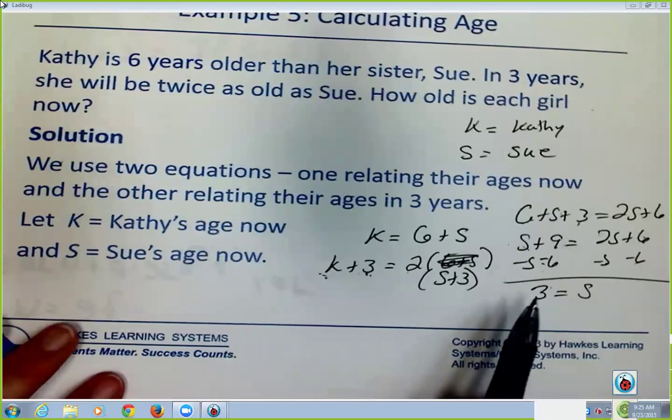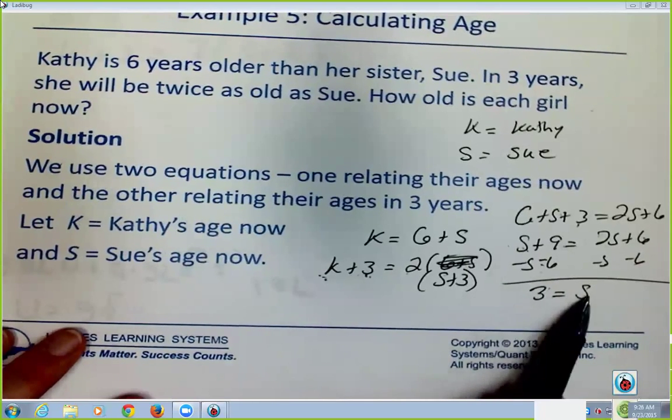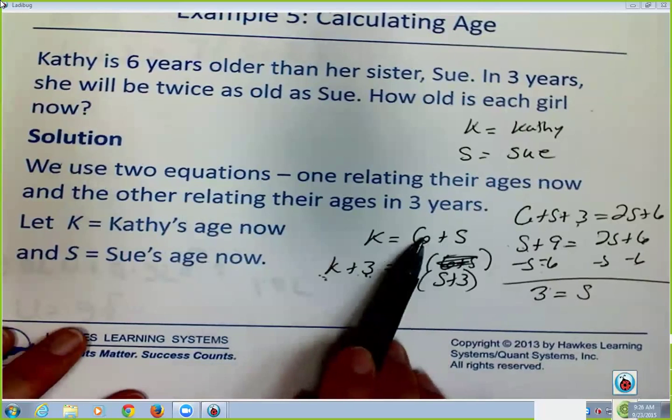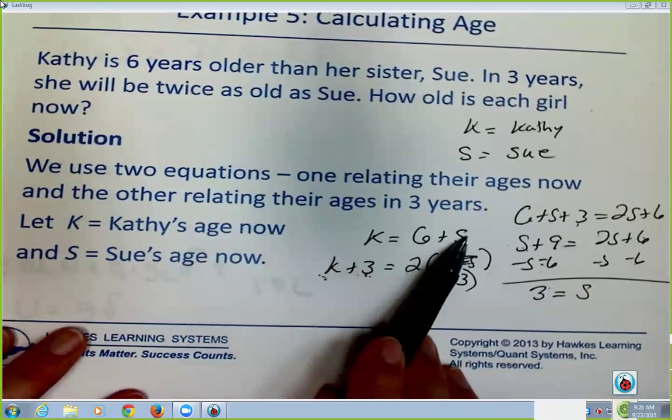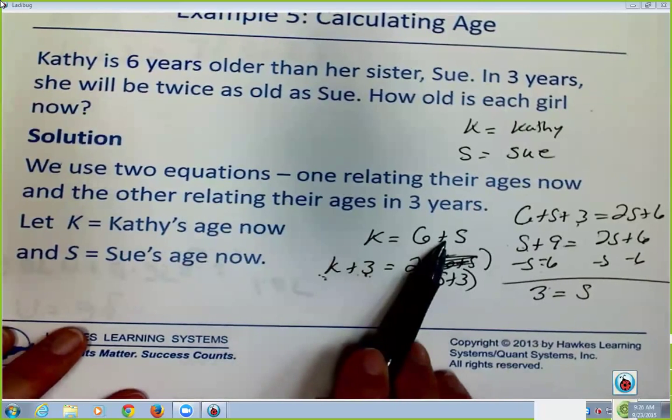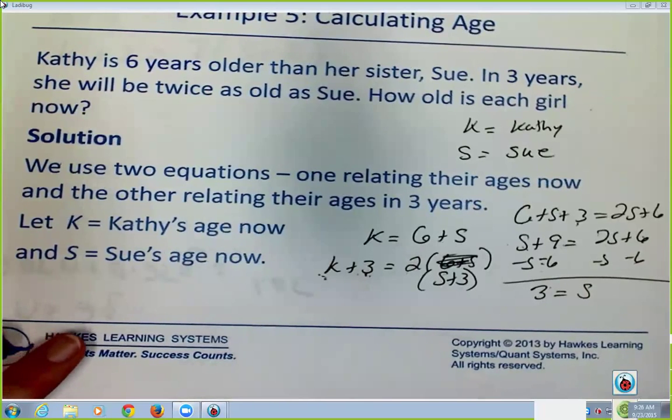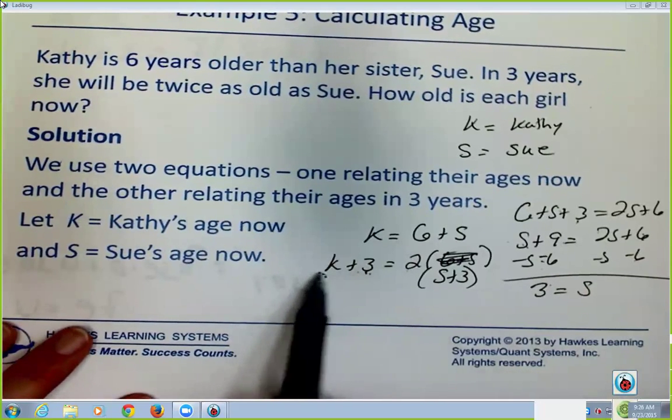Thanks. So if I put S back, or put 6 back in here, I get 6 plus S is 9. Okay, so now let's make sure that we are getting what we have here.